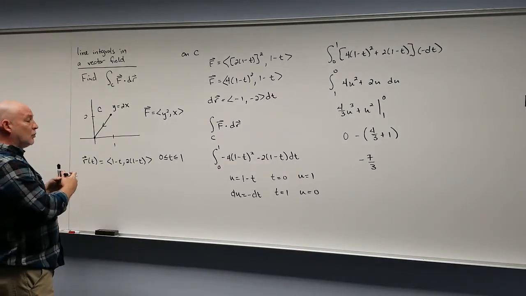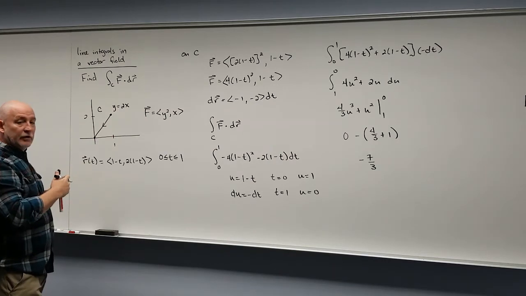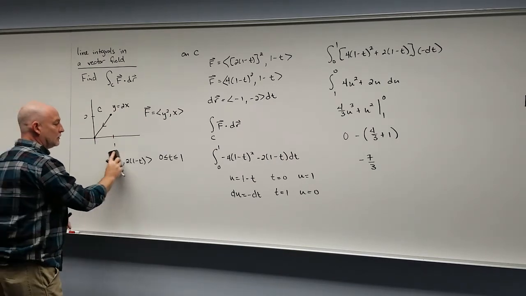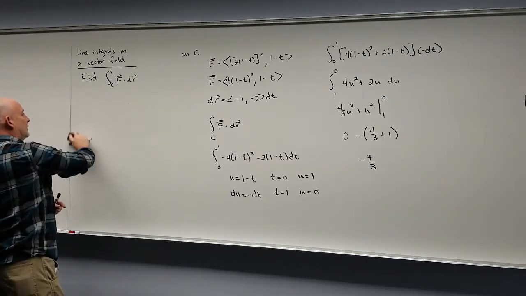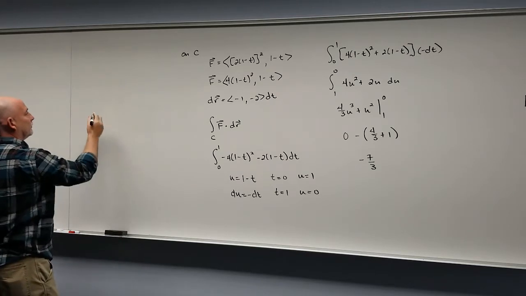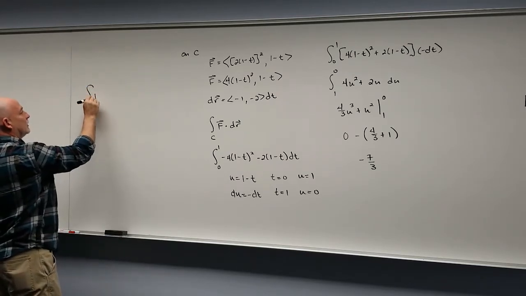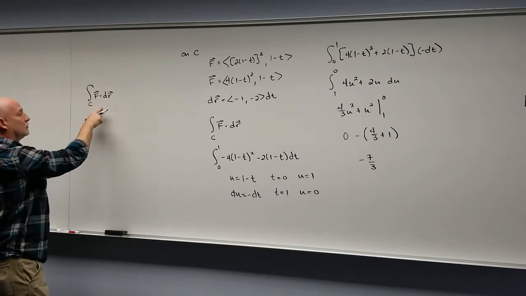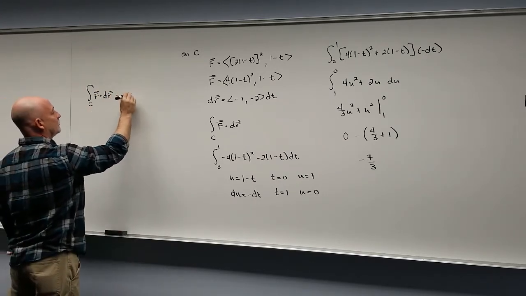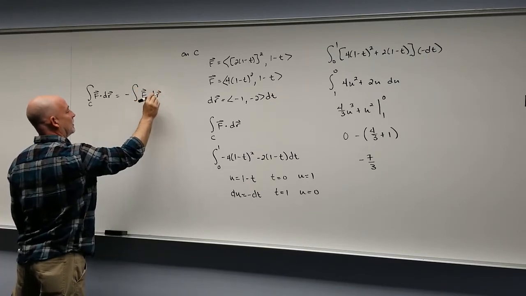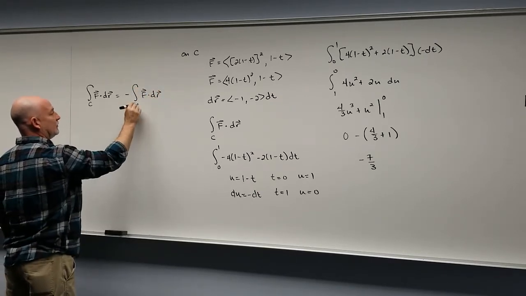If you do work in one direction, when you go the opposite direction, the field is going to do the opposite amount of work to you. So we can write this as a very important result. If we're doing the integral over C of F dot dr, finding the work along some curve, that's going to be equal to the negative value of F dot dr if we do the opposite of the curve.